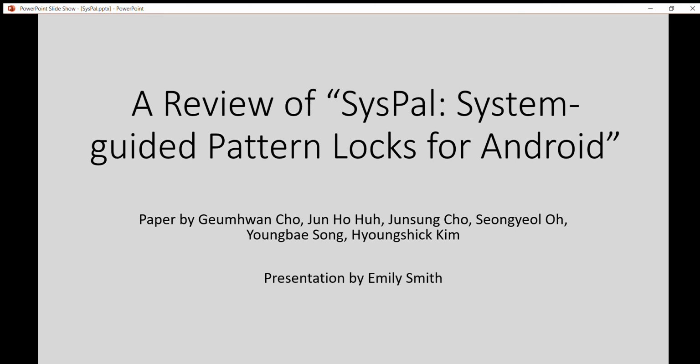Hi everyone, this is Emily Smith and today I'm going to be giving a presentation on the paper called SysPal, System Guided Pattern Locks for Android.